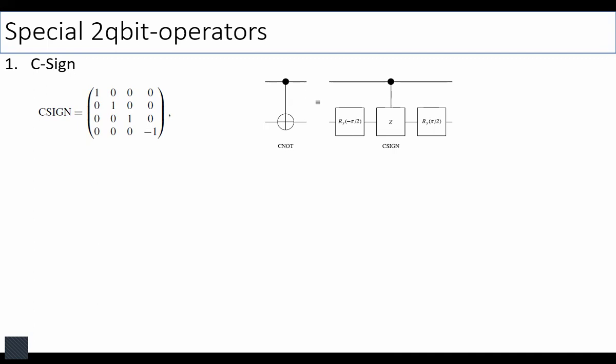From one point of view, it can be used instead of controlled NOT. So those two schemes are equivalent. If you do on the second qubit rotation y minus pi half, apply controlled sign, and use rotation y pi half on the second qubit once again, then it would be the same as controlled NOT.